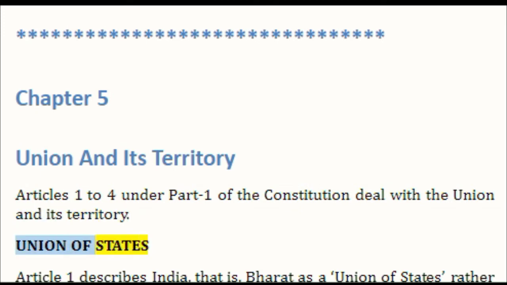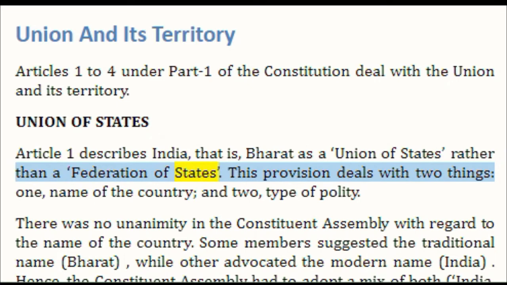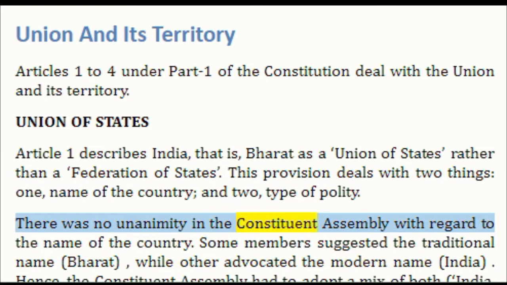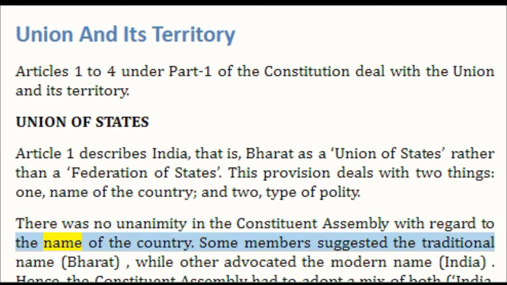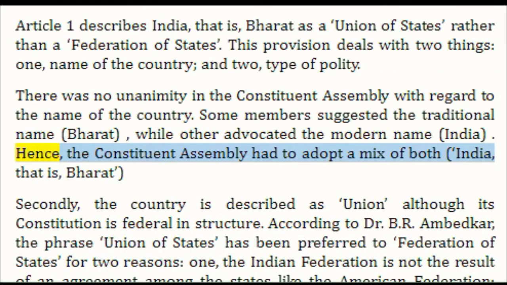Union of States. Article 1 describes India, that is, Bharat, as a union of states rather than a federation of states. This provision deals with two things: 1. Name of the country, and 2. Type of polity. There was no unanimity in the Constituent Assembly with regard to the name of the country. Some members suggested the traditional name, Bharat, while others advocated the modern name, India. Hence, the Constituent Assembly had to adopt a mix of both, India, that is, Bharat.